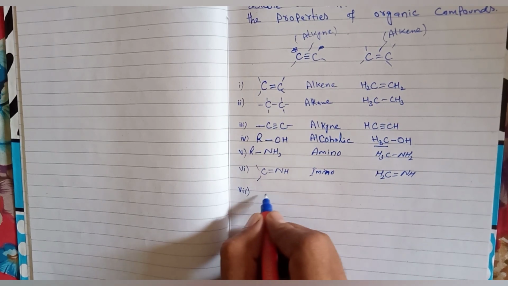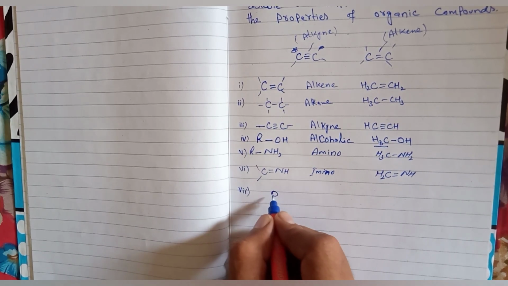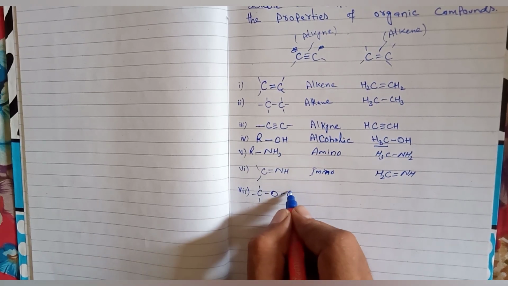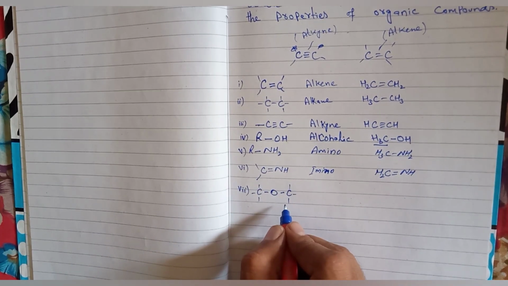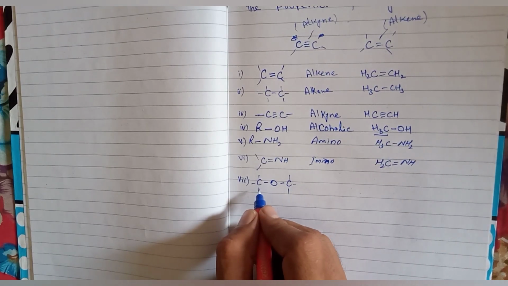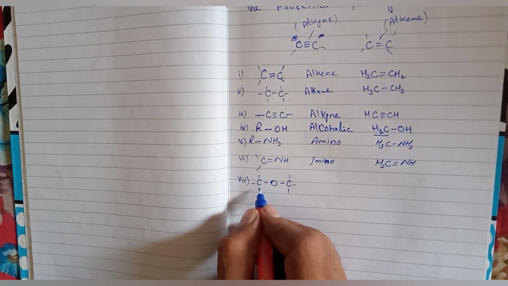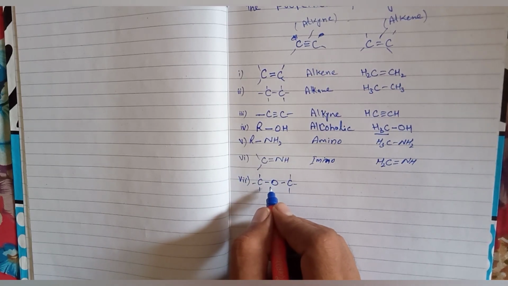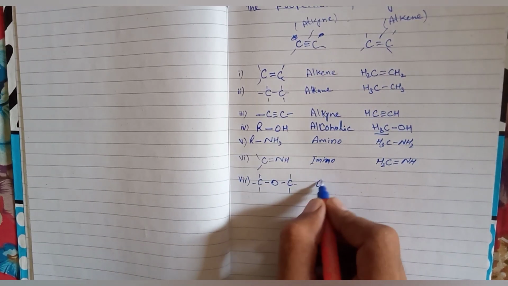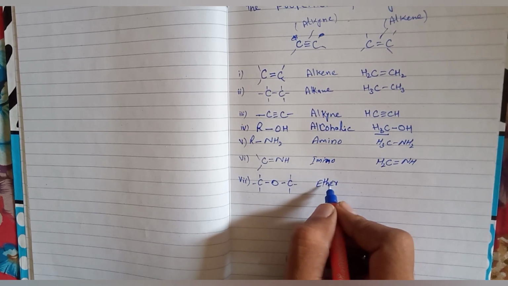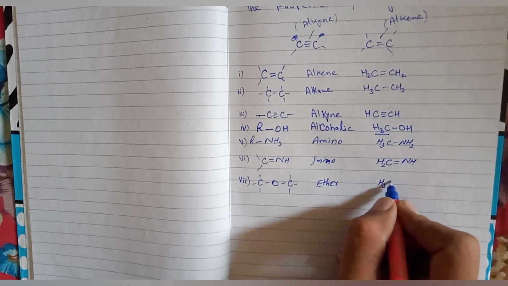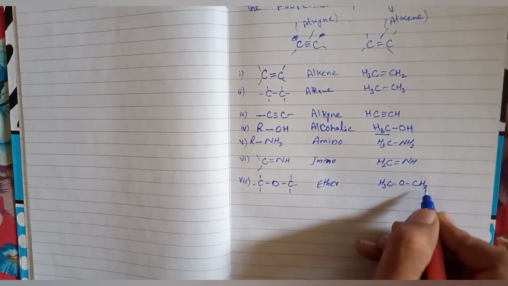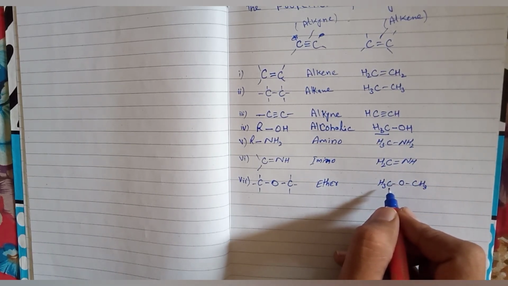Next, if oxygen is attached on both sides with carbon atoms. These carbon atoms may be methyl, ethyl, propyl, any alkyl group. If oxygen is attached on both sides to alkyl groups, then this is called ether linkage or ether functional group. The example of ether linkage is CH3OCH3, dimethyl ether. Is it clear?